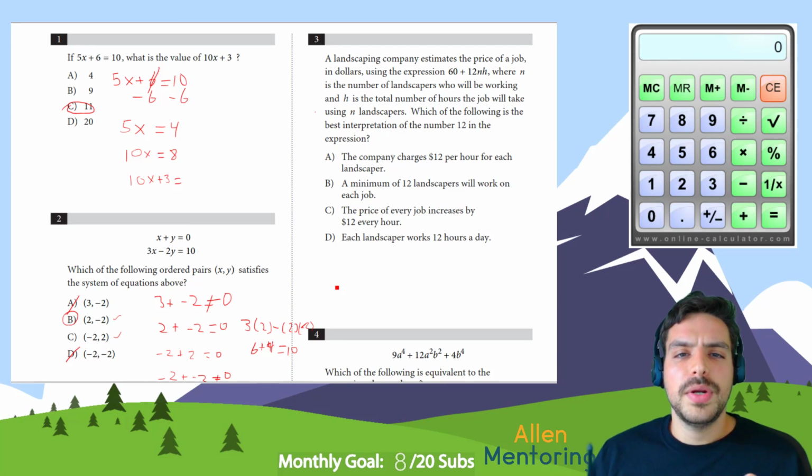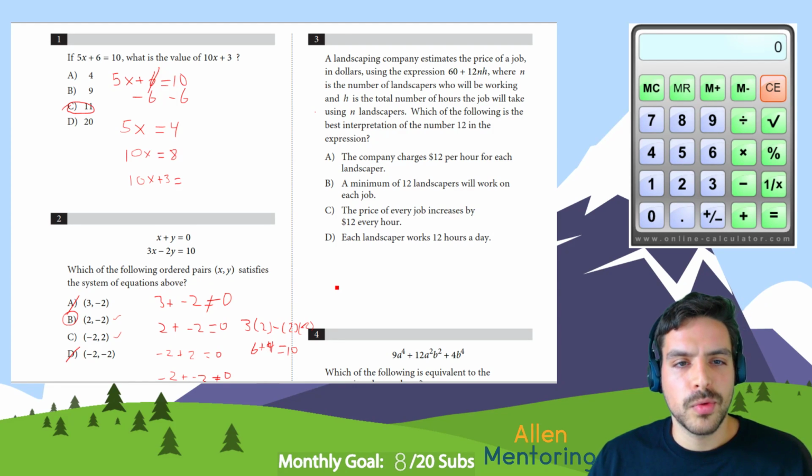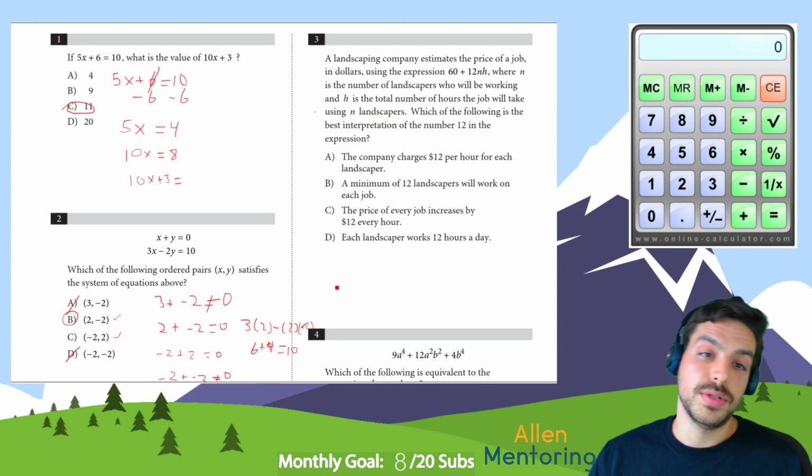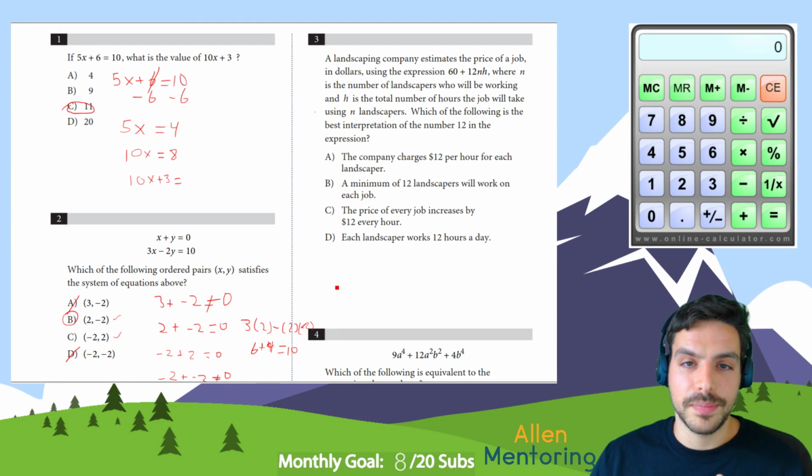A landscaping company estimates the price of a job in dollars using the expression, where N is the number of landscapers who'll be working and H is the total number of hours the job will take using N landscapers. Which of the following is the best interpretation of the number 12 in the expression?